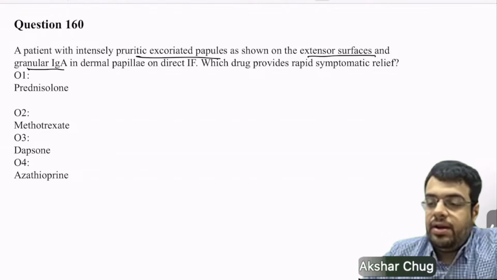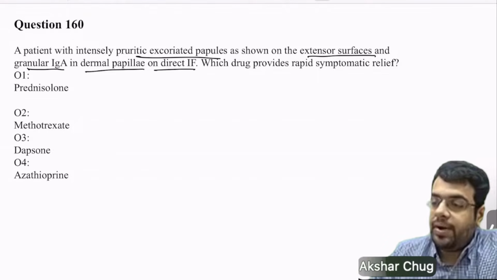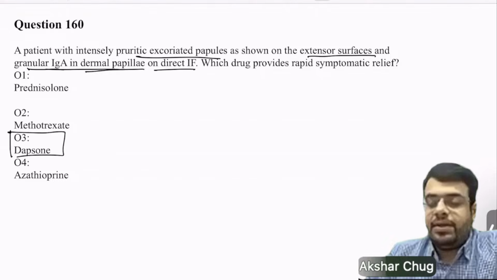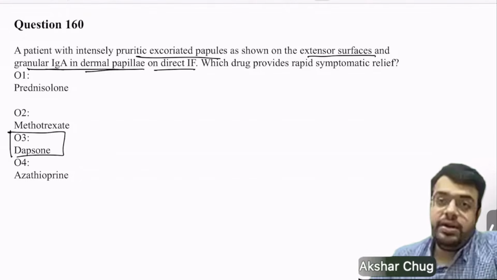Question 160. A patient with intensely pruritic excoriated papules on the extensor surface and granular IgA deposits in the dermal papillae on direct immunofluorescence. Which drug provides rapid symptomatic relief? So here the answer is Dapsone. We can see it is dermatitis herpetiformis, which is also seen in gluten sensitivity or celiac disease.